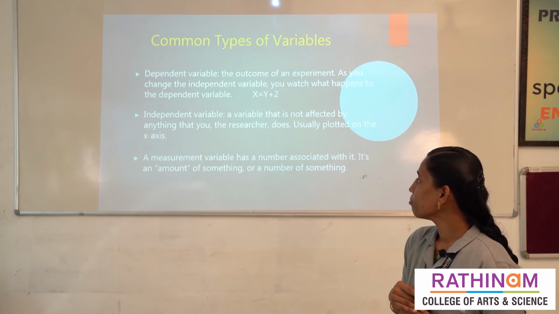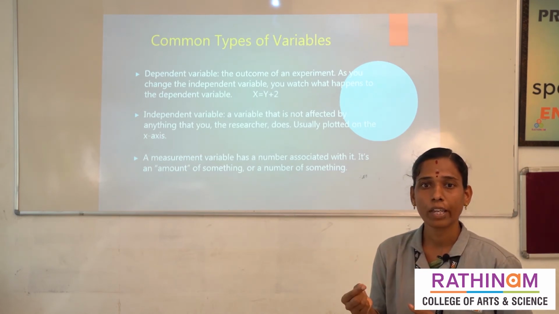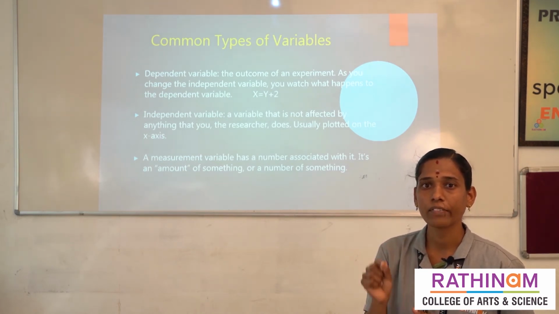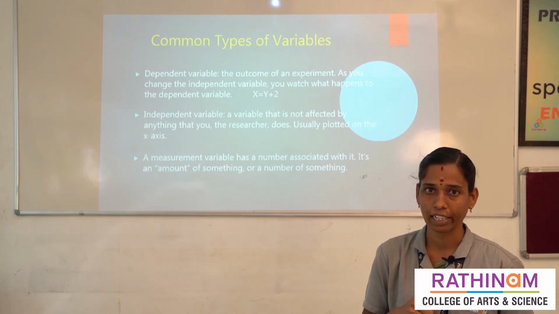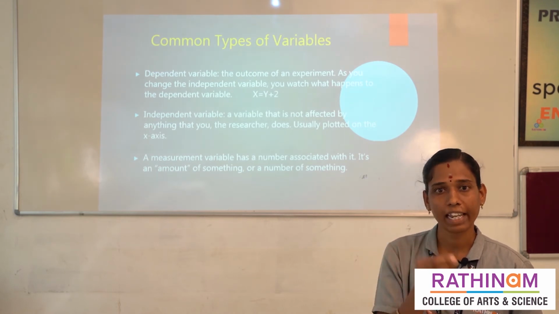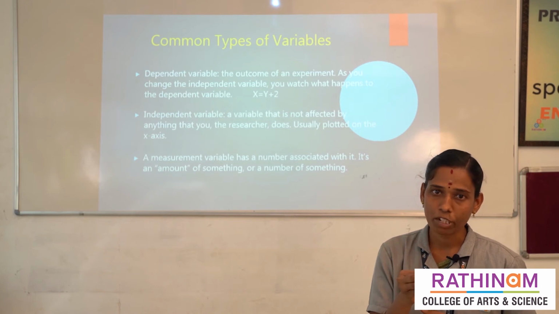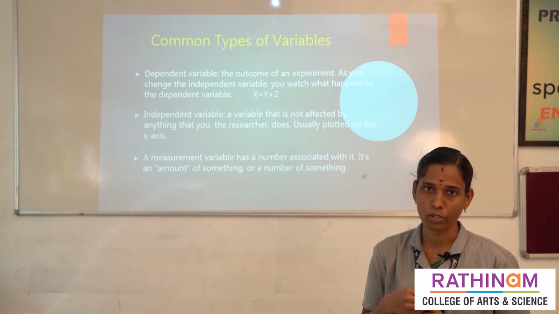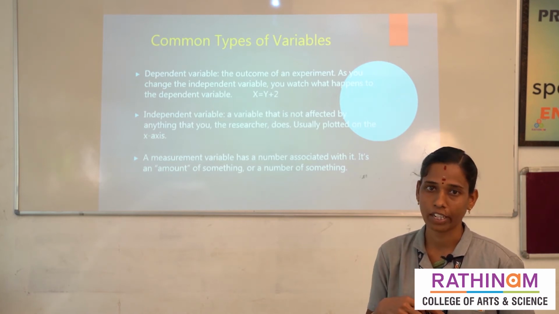And the next thing, measurable variable. Measurable variable, mostly we are using with the help of numerical values only. Suppose you are talking about the time and the weight, you will use the numerical values, no? So that's why this is called measurable variable.